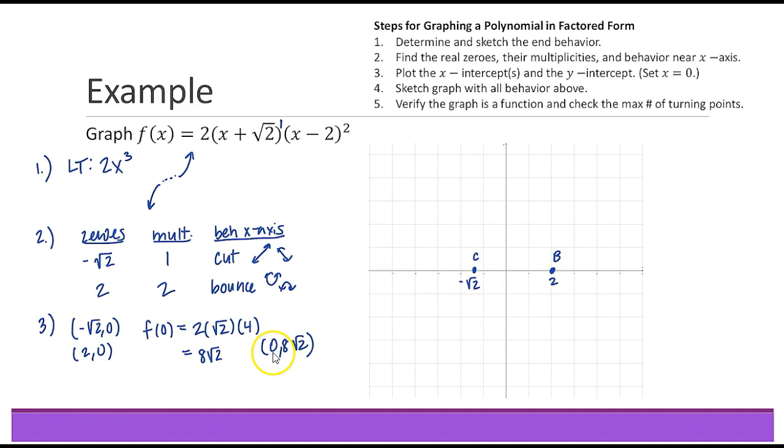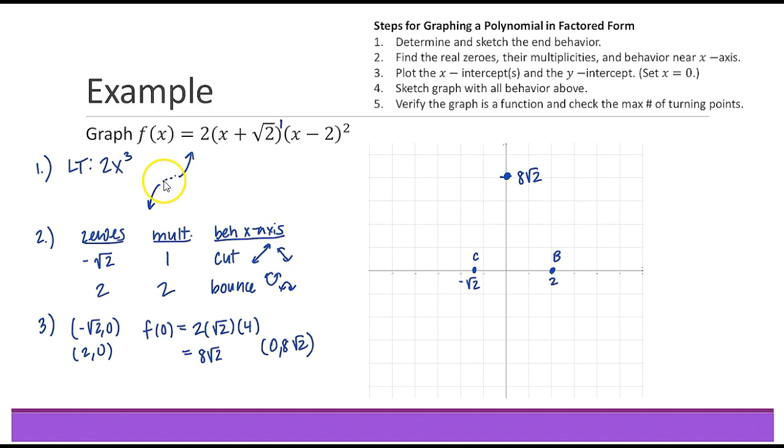And my y-intercept is 0, 8 radical 2. So notice the y-axis isn't labeled. So we can just, that's a positive number. So it's not going to be to scale. We're just going to go ahead and label this up here as 8 radical 2. So we plot the x-intercepts, the y-intercept, and then we're going to sketch with all the behavior.